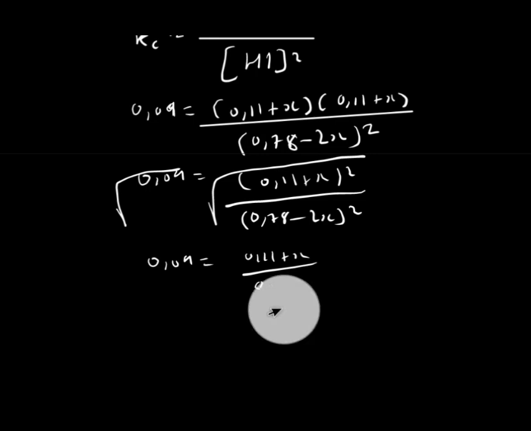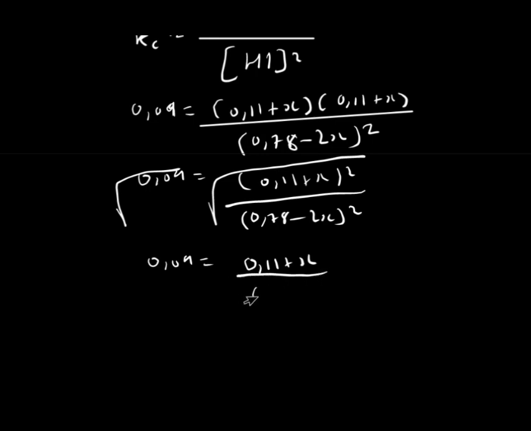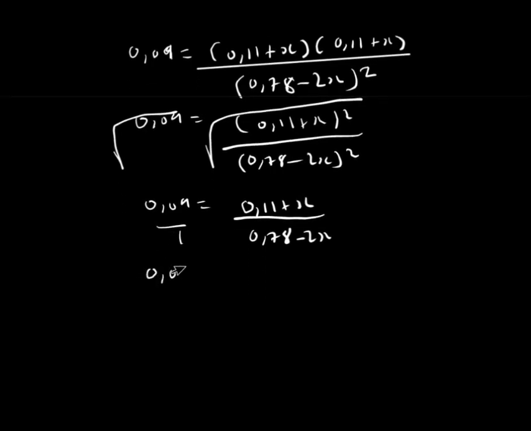Okay, let's just do it a bit better. So we've got 0.11 plus x over 0.78 minus 2x. So all you have to do is just cross multiply. When you cross multiply, it will be in brackets. You're going to have 0.09, and then you're going to have 0.78 minus 2x in brackets because you are multiplying two terms, so they must be in brackets. And then this is just times 1, so it's 0.11 plus x. And then you just solve.